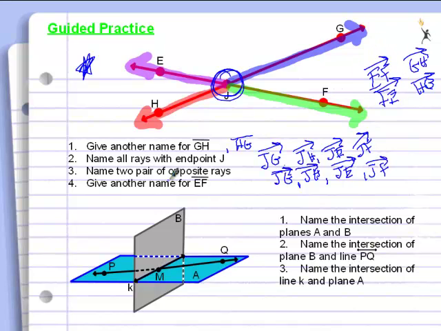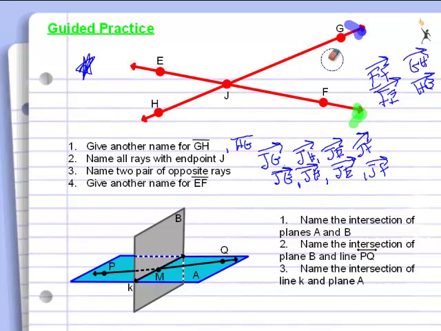Give another name for line segment EF. So now we're talking about this line segment right here. What is another way that you could label line segment EF? And most of you are getting the idea. You just flip the letters around and call it line segment FE.